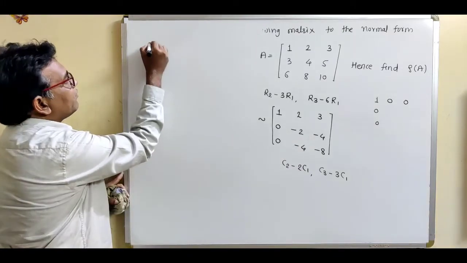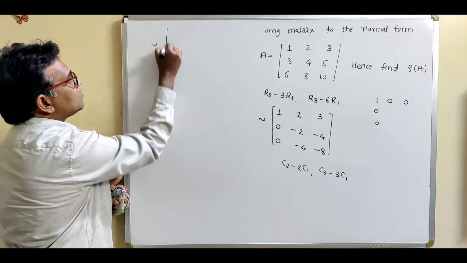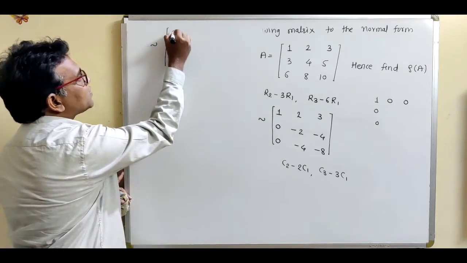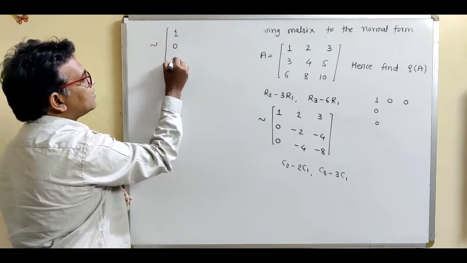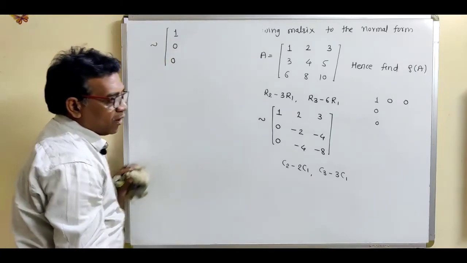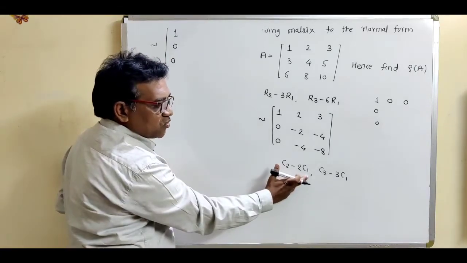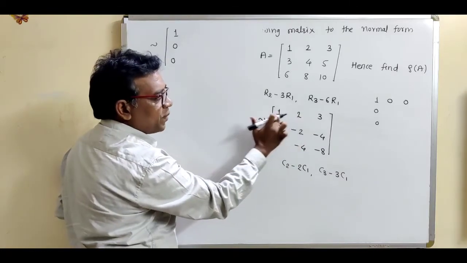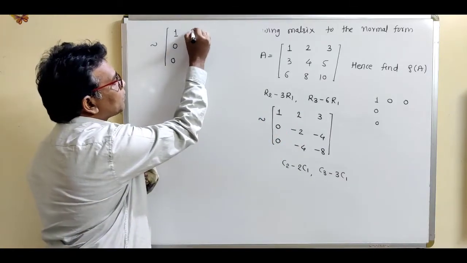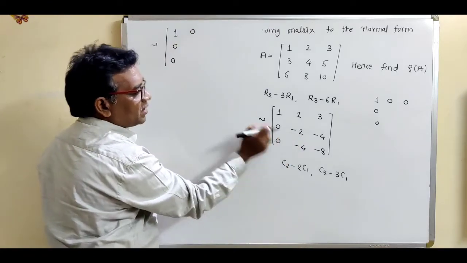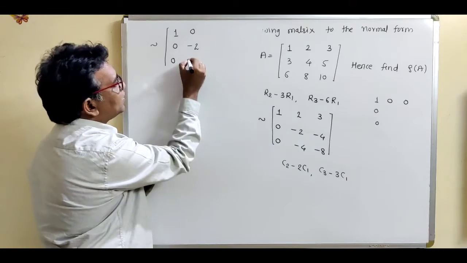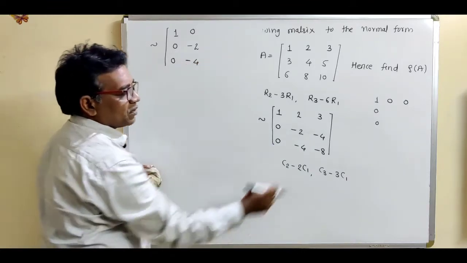So write down the equivalent matrix. So we get, write down this first column as it is, 1, 0, 0. C2 minus 2C1, just multiply first column by 2 and just take the subtraction. 2 minus 2, this is 0. Minus 2 minus 0, so this is minus 2. Minus 4 minus 0, so this is minus 4.